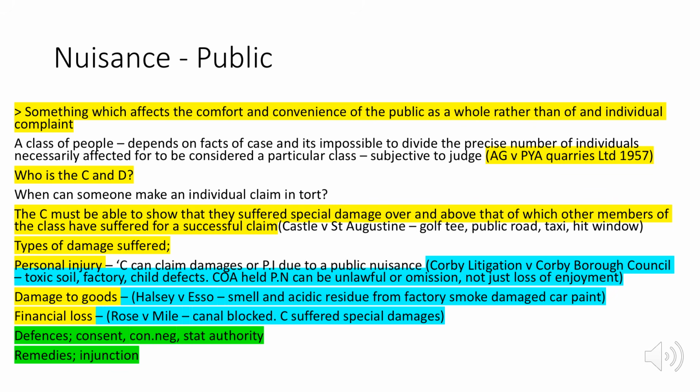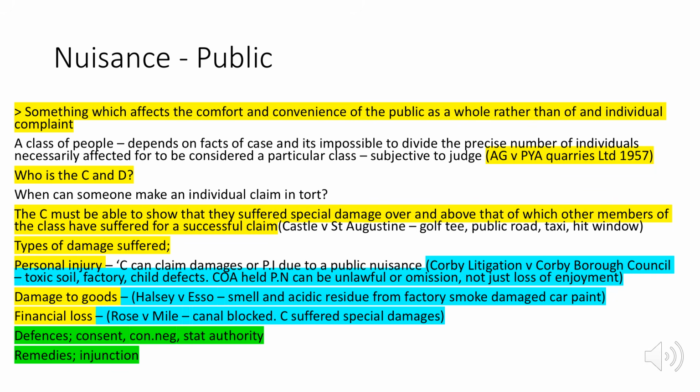So looking at public nuisance, this is something which affects the comfort and convenience of the public as a whole, rather than of an individual complainant. So a class of people depends on the facts of the case, and it's impossible to define the precise number of individuals necessarily affected for there to be considered a particular class. Also, this is subjective to the judge. So AG v PYA Quarries is the main case for that.